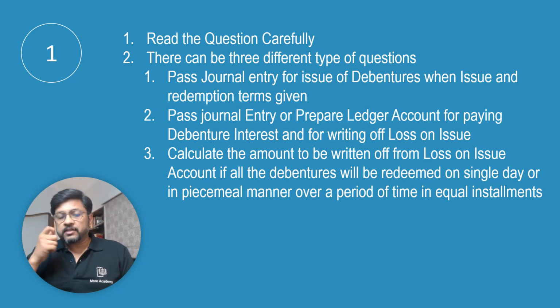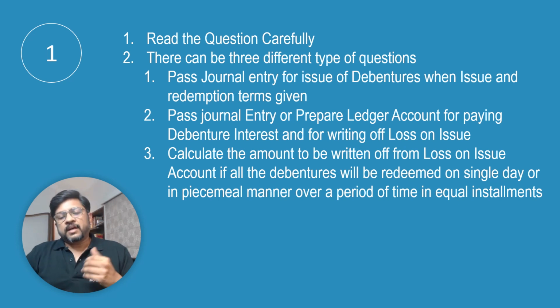Next part, in case of issue of debentures, there can be three different types of questions. First one is pass the journal entry, when we are going to give you the terms of issue of debentures and the terms of redemption of debentures. So issue terms and redemption terms both are given. You are just required to talk about the journal entry for issue.